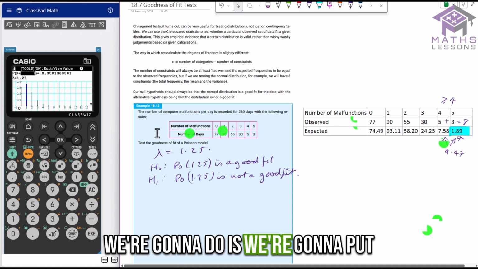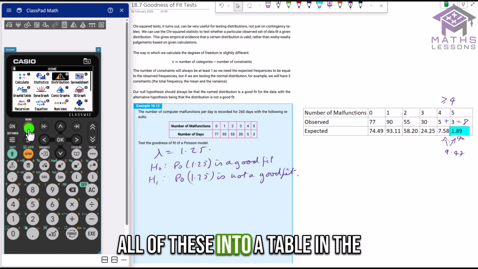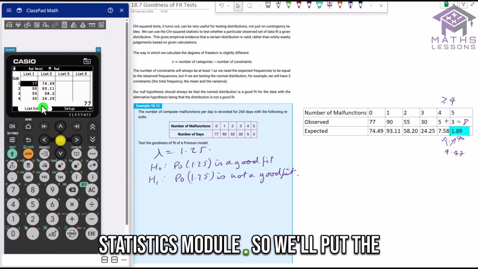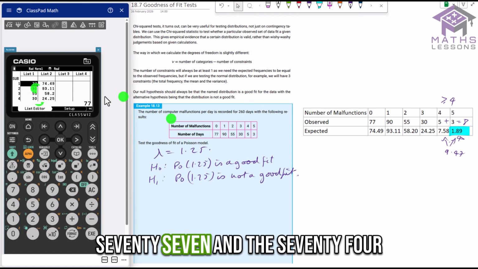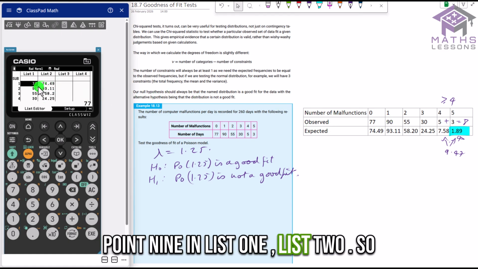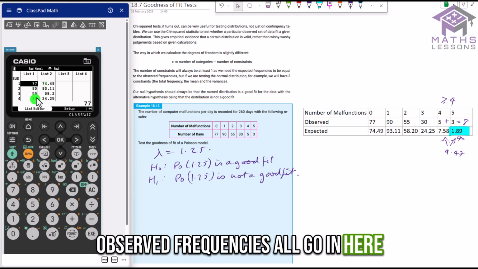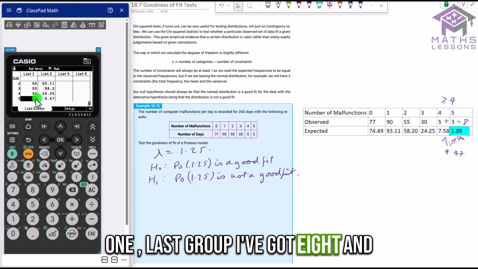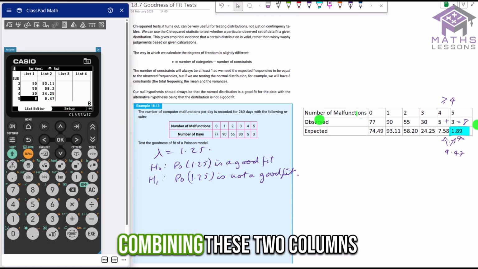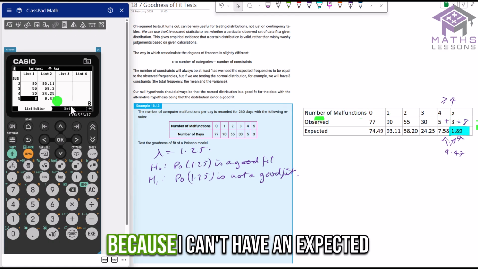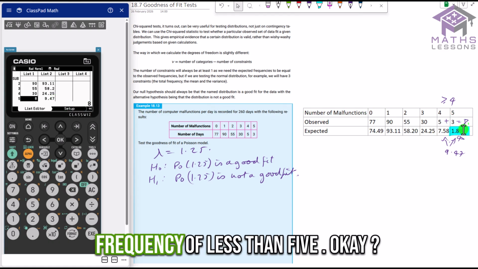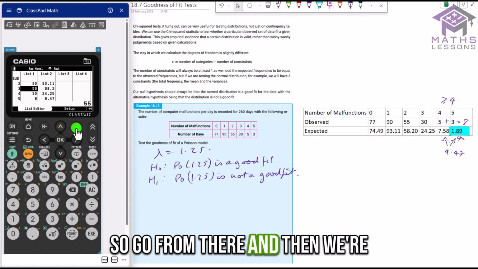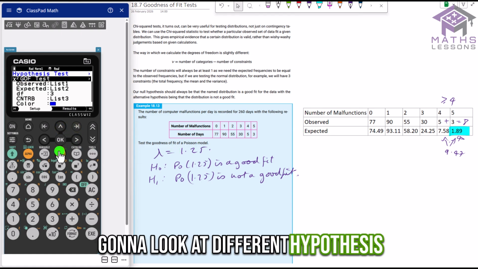And now what we're going to do is put all of these into a table in the statistics module. So we'll put the 77 and the 74.9 in list 1, list 2. So observed frequencies all go in here, and expected frequencies all go in here. And you can see for my last group, I've got 8 and I've got 9.47, combining these two columns because I can't have an expected frequency of less than 5. Okay, so go from there, and then we're going to look at different hypothesis tests.